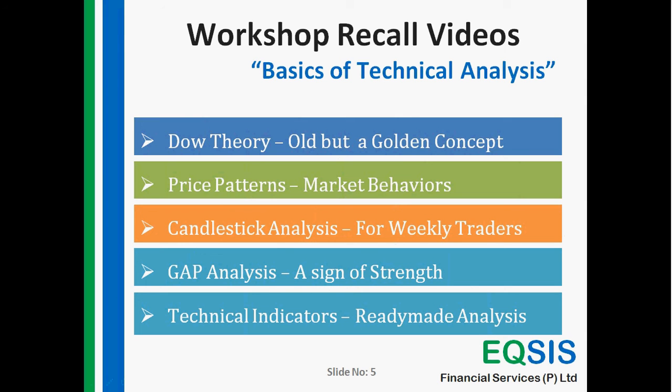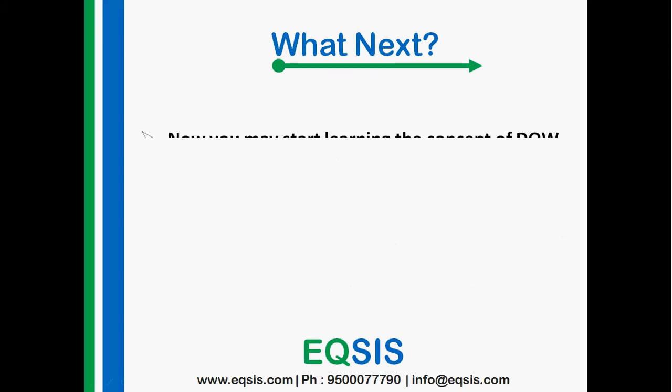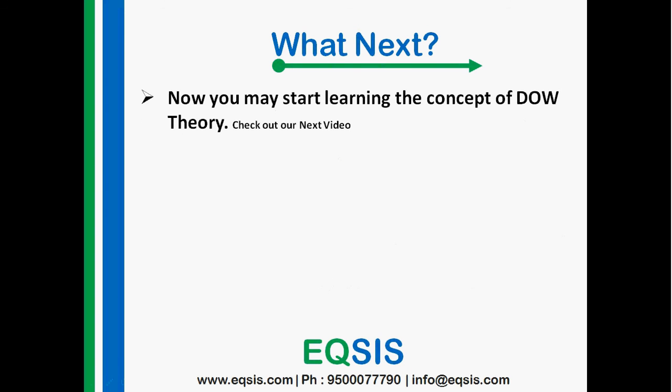So we're going to conclude the basics of technical analysis here. Dow theory, price patterns, candlesticks, gaps and technical indicators, we're going to study each in detail in further videos. If you want to see things in action, watch the series of videos we're going to have in the near term. Okay, what next? Now it's time to go towards Dow theory. After completing this video, you can move on and watch the Dow theory video.